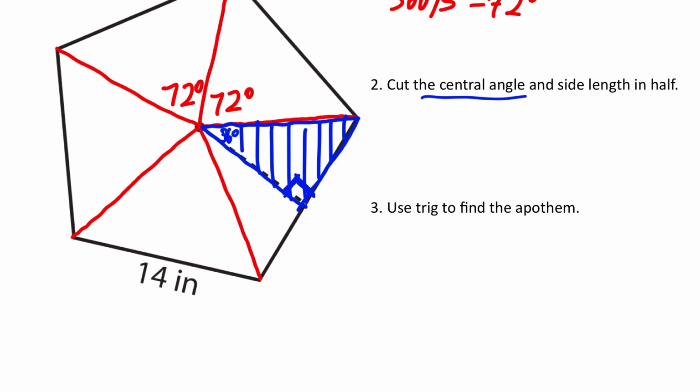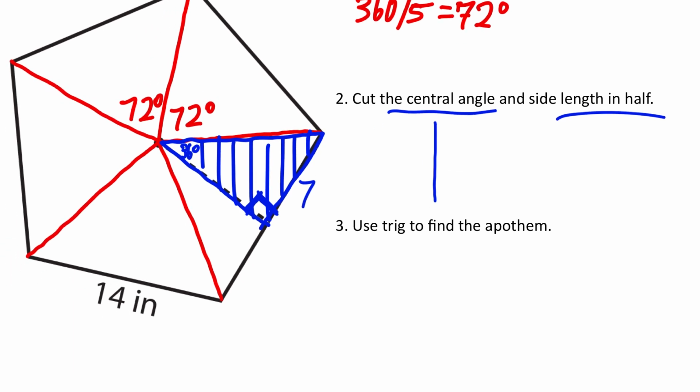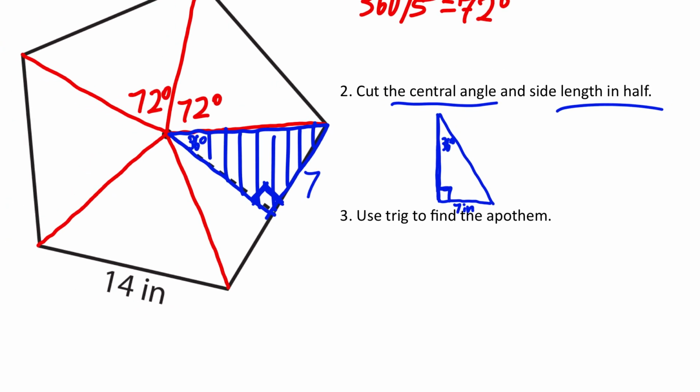If this whole side is 14, how far is it going to be from here to here? 7. It's going to be 7. So I'm just doing what this is saying: cut that central angle in half and cut the side length in half. I'm going to redraw that triangle that I just drew in blue. So I've got this triangle, where this is 36 degrees, this side is 7 inches, and this is 90.